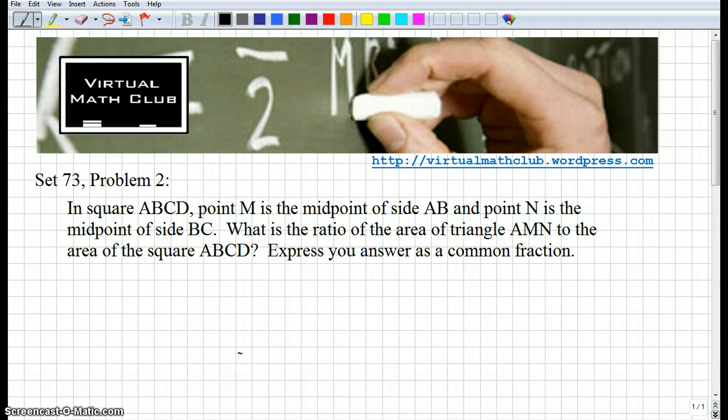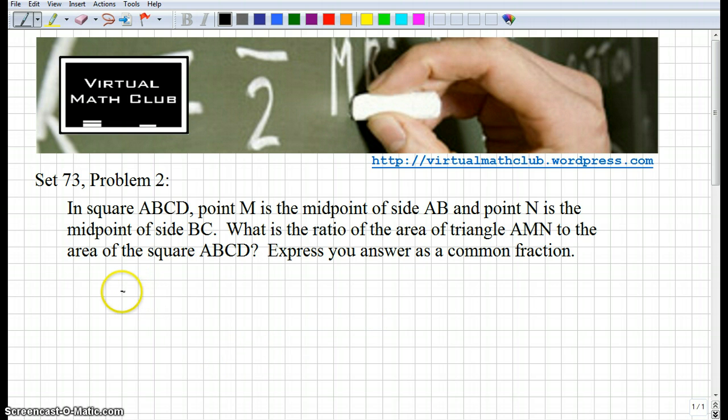In square ABCD, point M is the midpoint of side AB, and point N is the midpoint of side BC. What is the ratio of the area of triangle AMN to the area of the square ABCD? Alright, and we're supposed to express our answer as a common fraction.